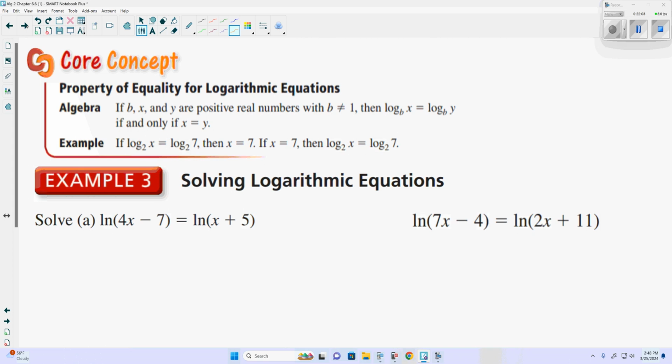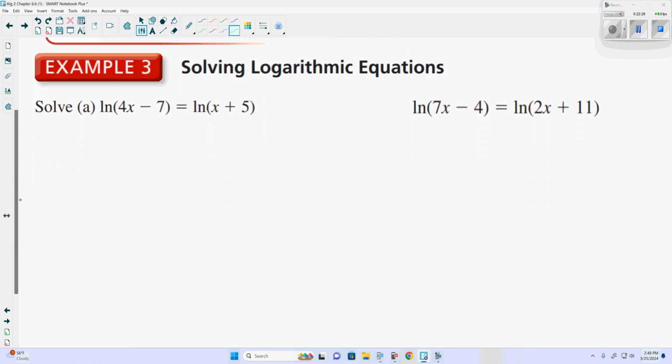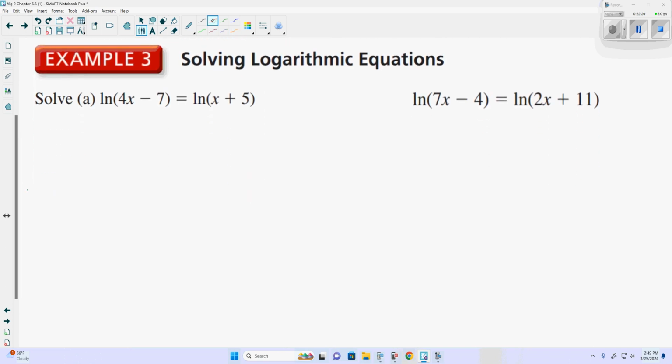The other thing we're covering today is our one-to-one property with logarithms. If b, x, and y are positive real numbers, so b, x, and y cannot be 0 or negatives, with b different from 1, then log base b of x equals log base b of y if and only if x is equal to y. So if the logarithms are the same, and they're equal to each other, one on either side, then what's inside the logarithms has to be equal.